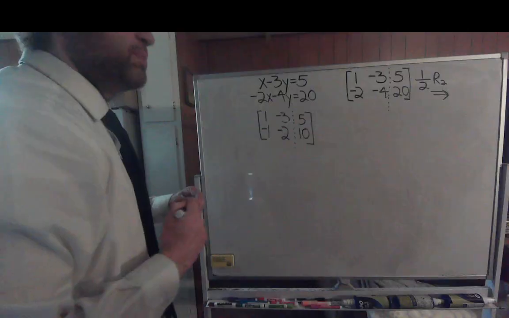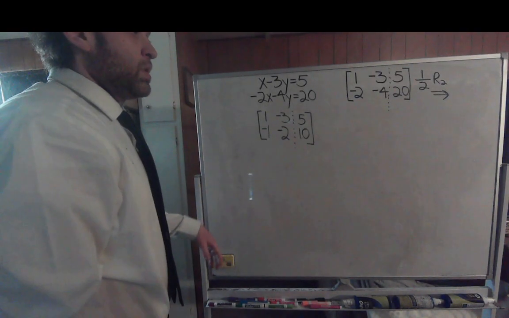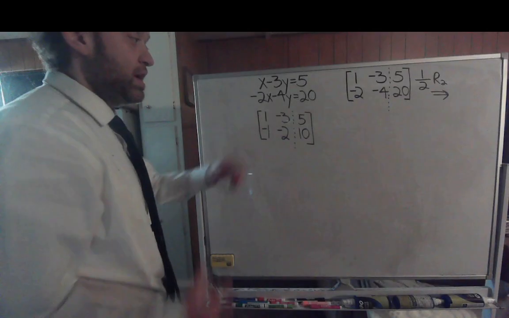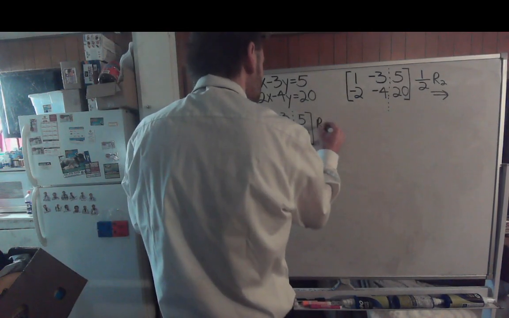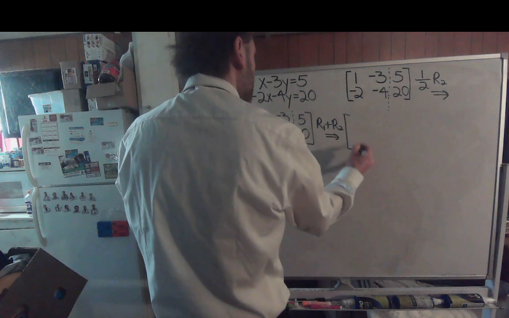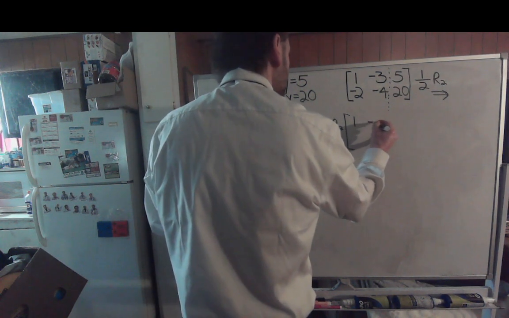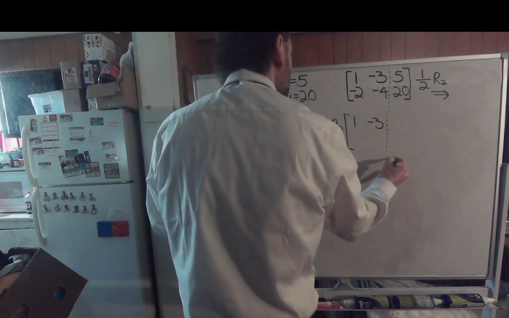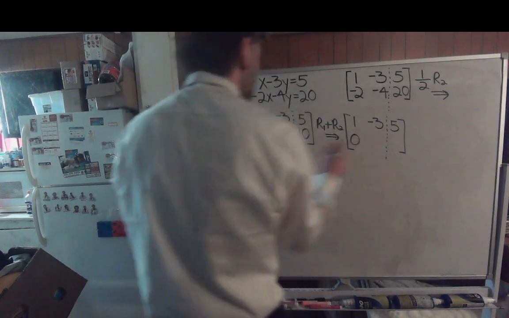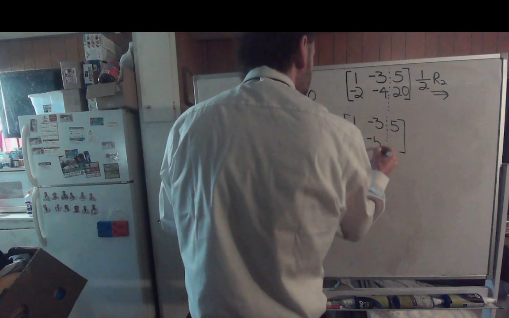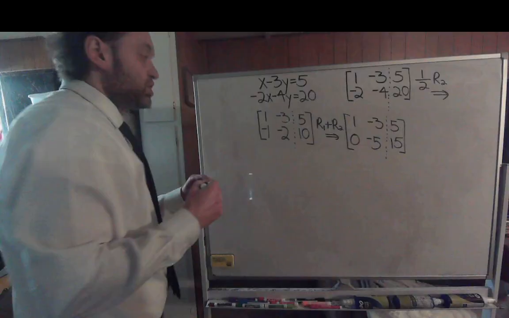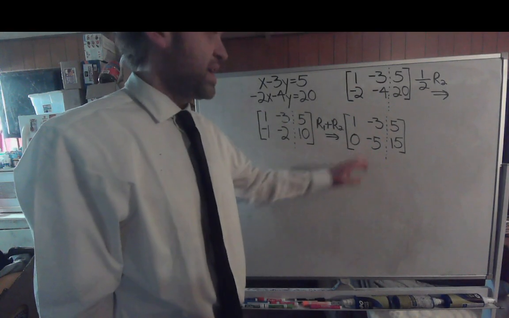Much easier to work with, because now that we've done that, we still want to get the first digit in the second row to be 0. We can just straight up add row 1 to row 2 and make that happen. So we're going to leave row 1 alone for the time being. So 1 minus 1, that's 0. -3 minus 2 is -5. 5 plus 10 is 15. Alright, so good. We have a 0 in the first digit in the second row.